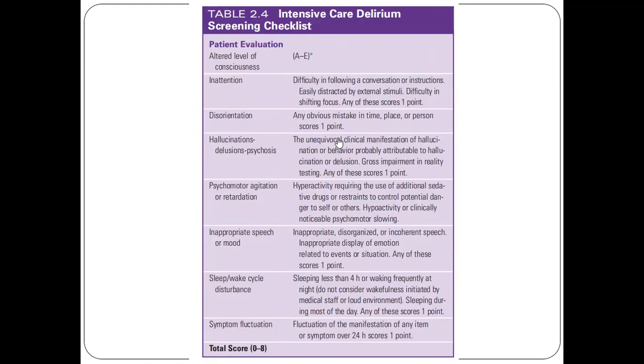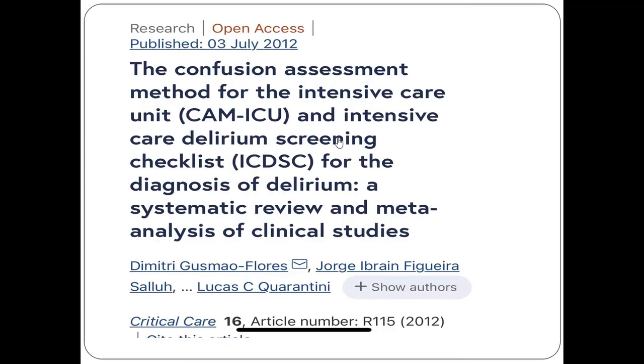In ICDSC there are about 8 points: altered level of consciousness, inattention, disorientation, hallucination, delusion, psychosis, psychomotor agitation or retardation, inappropriate speech or mood, sleep-wake cycle disturbances, and symptom fluctuation. Total score is from 0 to 8. You just give 0 point or 1 point. If any of these is present, you say 1. If it is absent, give 0. So, present or not present.